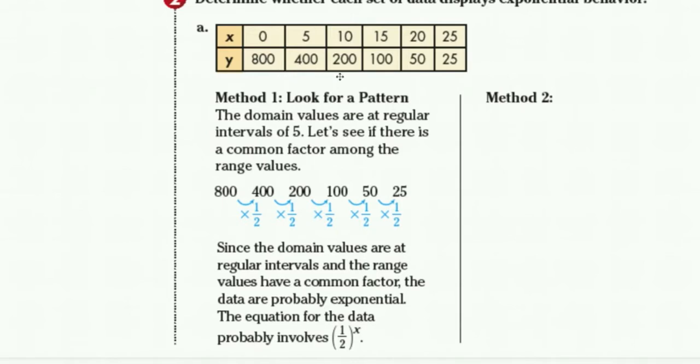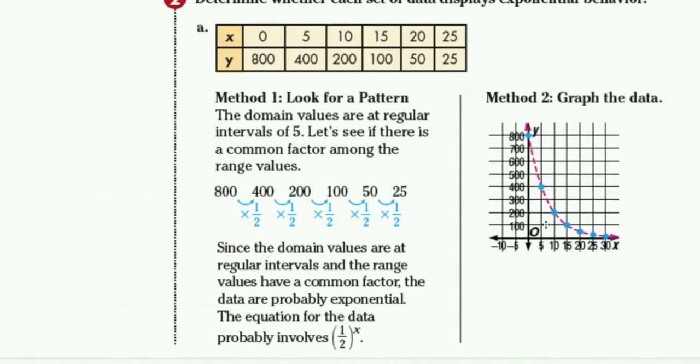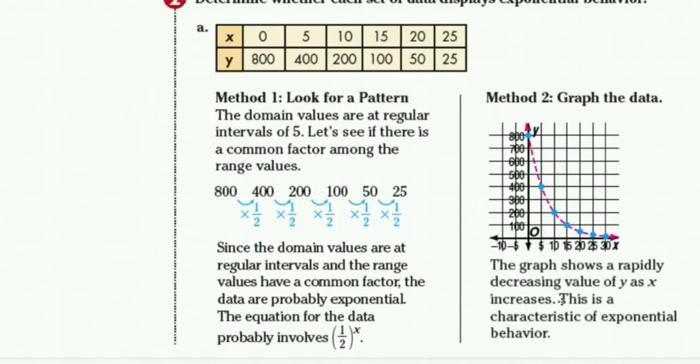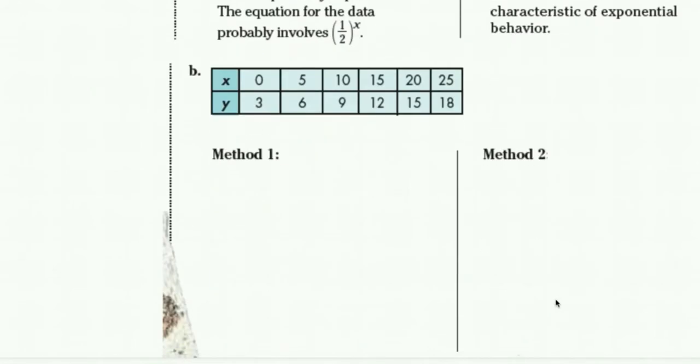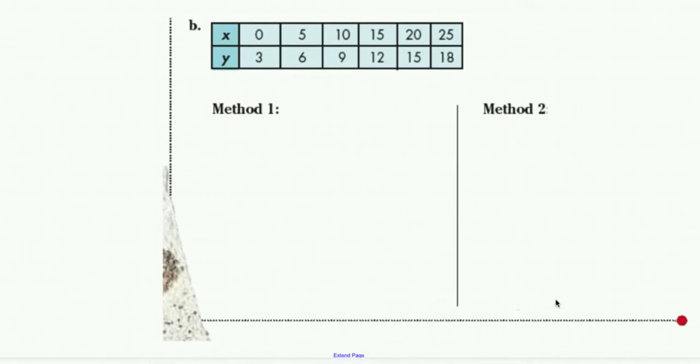And if we use method 2, which is graphing the data, you'll end up with this graph. This graph shows a rapidly decreasing value of y as x increases. So this is a characteristic of exponential behavior, and that's how we figure out if it displays exponential behavior or not. Let's take a look at letter B and see how this works for this example.